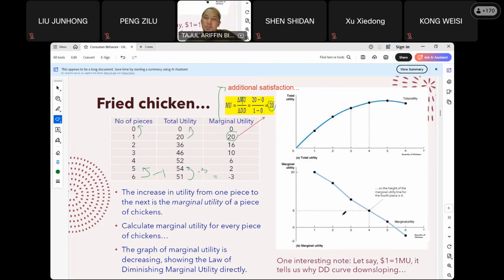If you remember, this downsloping marginal utility is similar to what? The demand curve that we studied last week. So actually, this is another explanation of why the demand curve is downsloping, because of the diminishing marginal utility concept. All right. So now hopefully you understand this one.